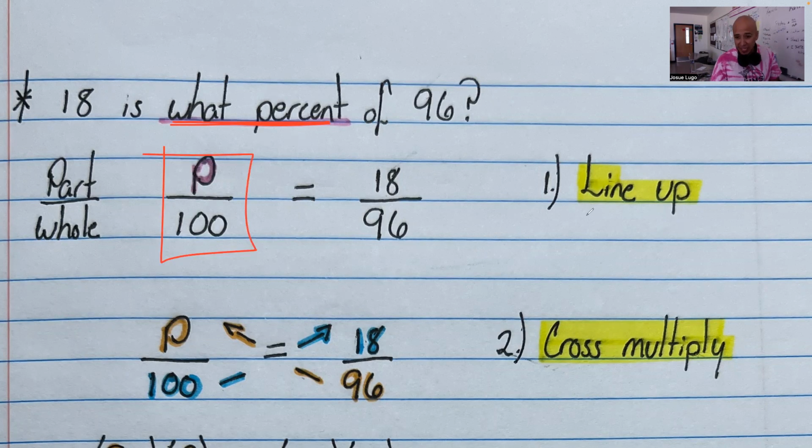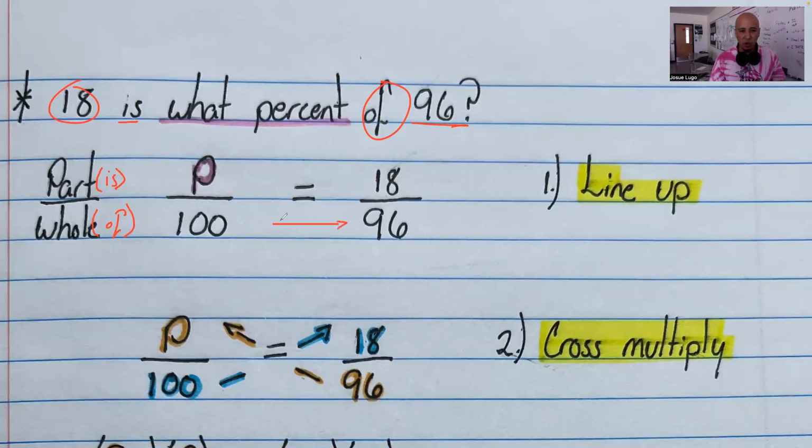All right, so I'm lining it up. That's my first step. I'm looking for what over 100 is equivalent to the part over the whole. 18 out of 96. Now, how do I know that 18 is the part? Well, ladies and gentlemen, I want you to remember that the part is always going to be associated with the word is. And that part is always a part of your whole. So it's going to be is over of. Is over of. 18 is a part of 96. So that's my part. This is my whole.